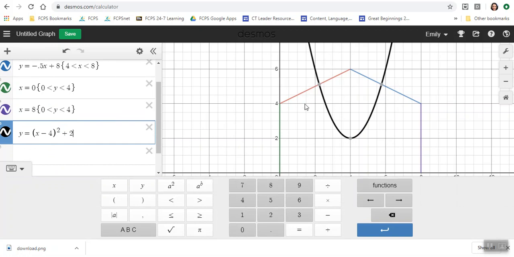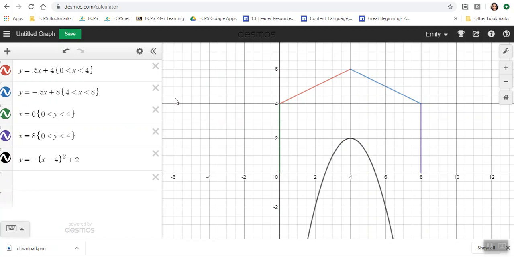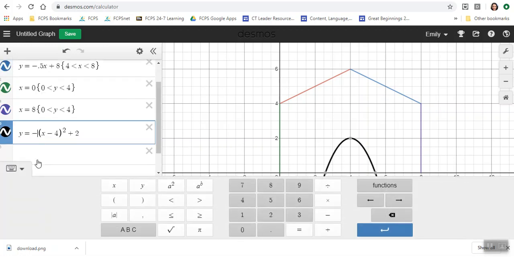And then I want to turn it upside down. So to reflect this graph vertically, I'm going to put a negative in front. And it's starting to look like a door. I just want to make it a little bit vertically stretched so that it becomes narrower. So to make it vertically stretched, I need a number here that's more than 1. I could try 2. That looks pretty good.